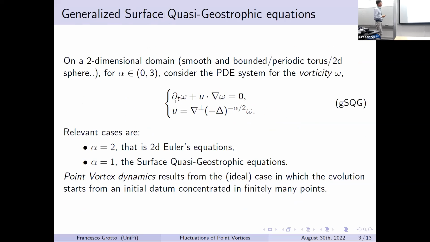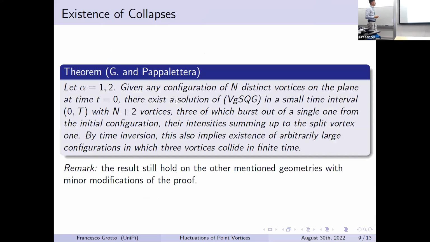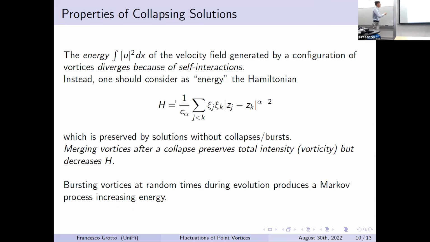So take a vortex configuration. You take it as a vorticity distribution, and then this formula will give you the velocity field generated by it. And actually, the energy, as it is usually defined, of this velocity field diverges. It is infinity. You can prove it with a very simple integration by parts. And this is because, once again, we have to deal with self-interactions of vortices.